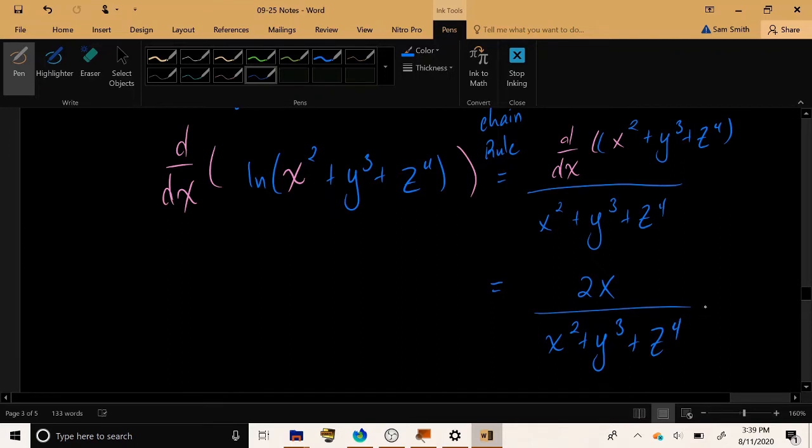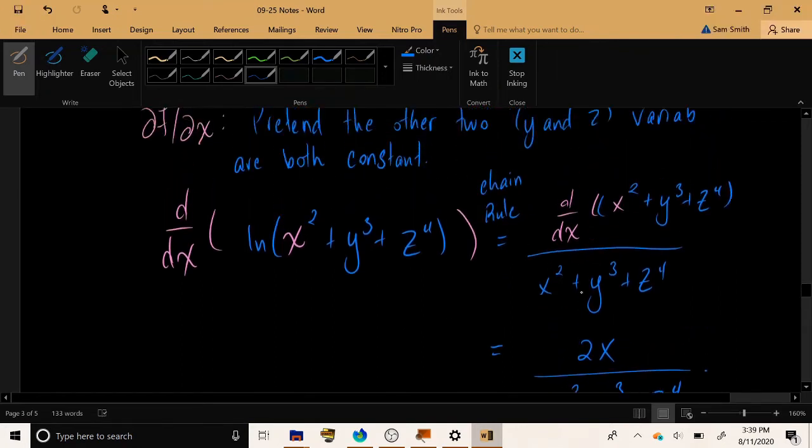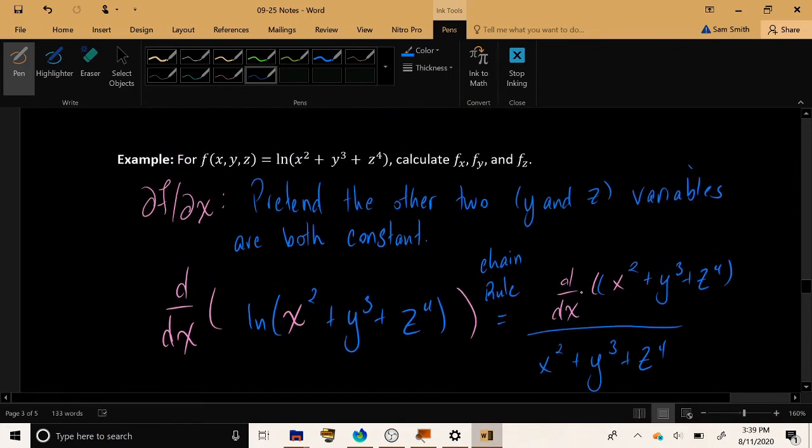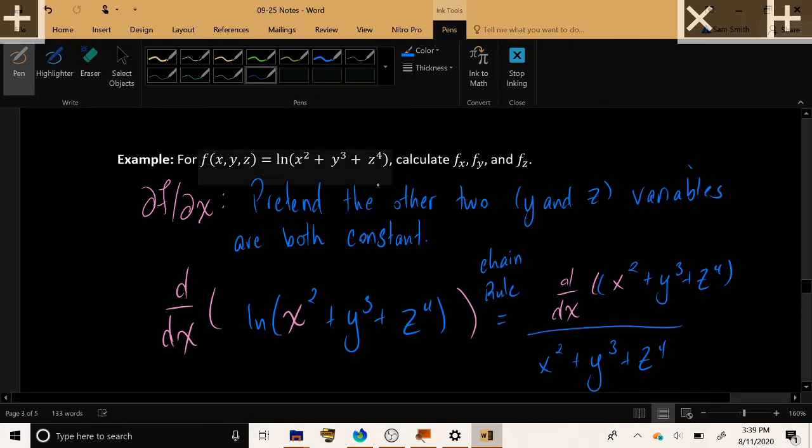So, having calculated the derivative of the inner function, multiplied it by the derivative of the outer function, we obtain the partial derivative 2x over x squared plus y cubed plus z to the 4th power. Now, I would like you to pause the video and try on your own as an exercise to see if you can calculate the partial derivatives of the same function with respect to y and z. Try it on your own and then we'll do it together.